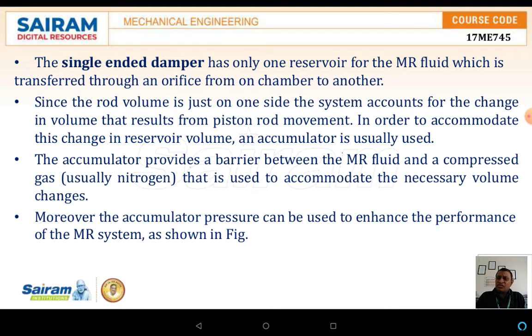Since the rod volume is on one side, the system must account for the change in volume that results from the piston rod movement. In order to accommodate this change, an accumulator is usually used in the reservoir volume. The accumulator provides a barrier between the MR fluid and compressed gas, usually nitrogen, that is used to accommodate the necessary volume change. Moreover, the accumulator pressure can be used to enhance the performance of the MR systems.